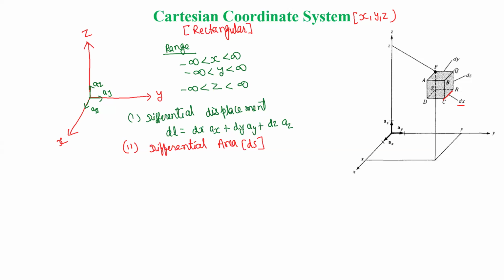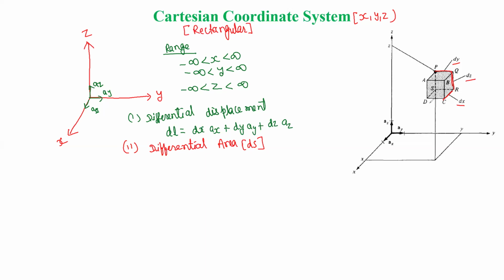This is along the z-axis, and that length is taken as dz. And this is along the y-axis, so the length is taken as dy. So finally, it is going to form the differential area as well as the differential volume here. Since it is a cuboid, the opposite surfaces will be the same. So in total we are going to get three pairs of opposite surfaces here.